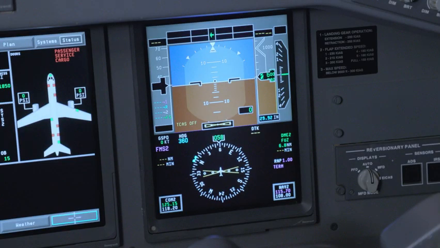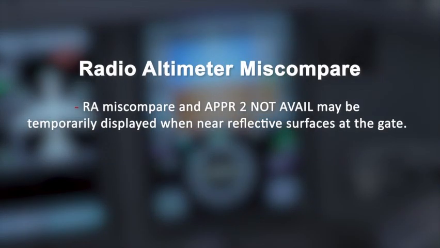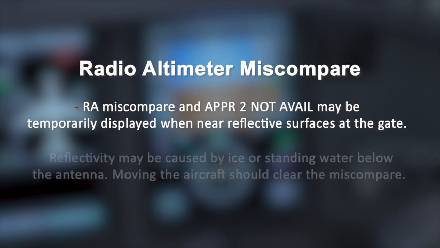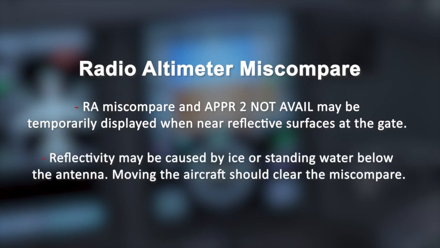Radio altimeter miscompare. RA miscompare and approach to not available may be temporarily displayed when near reflective surfaces at the gate. Reflectivity may be caused by ice or standing water below the antenna. Moving the aircraft should clear the miscompare.